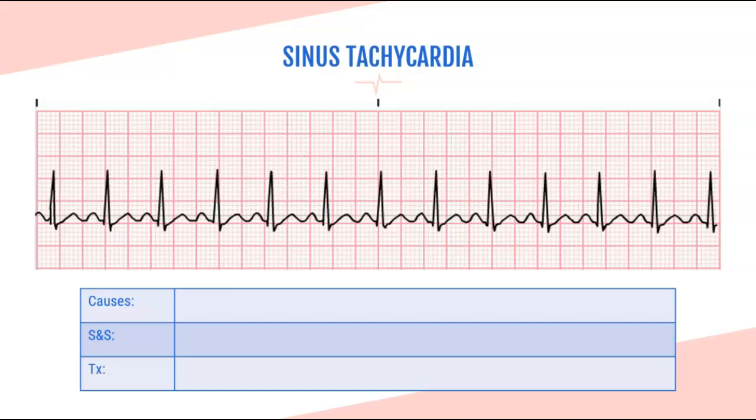The treatment is going to be to treat the cause, such as stop taking in excessive caffeine, stop using tobacco, and fixing hyperthyroidism. If treating the cause doesn't work, digoxin or Cardizem can be given to slow the heart rate.